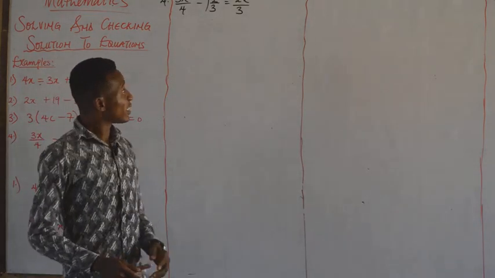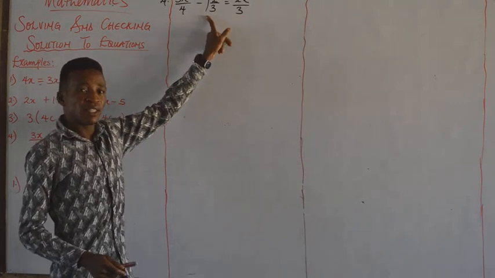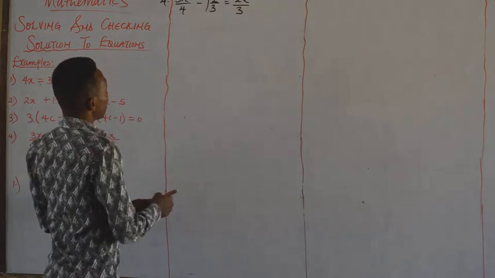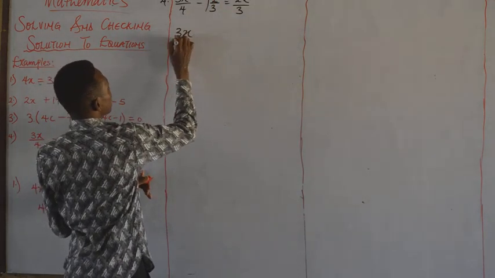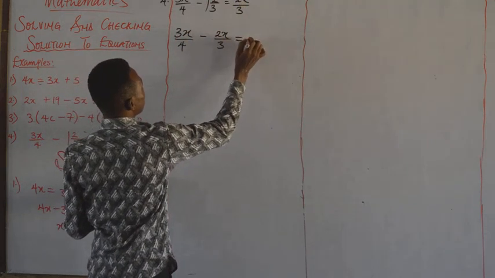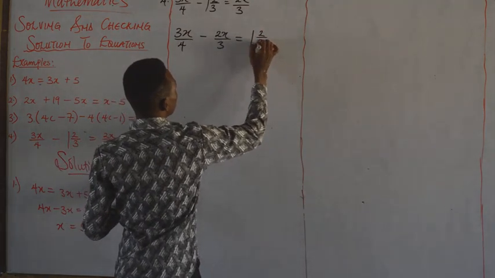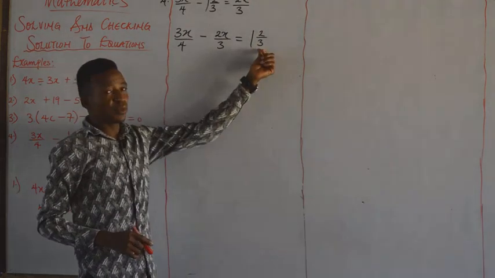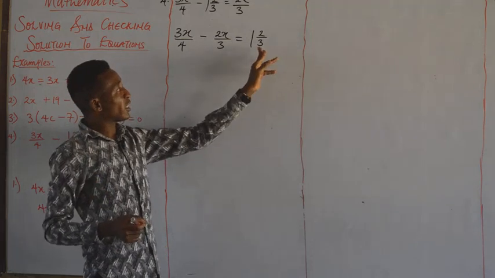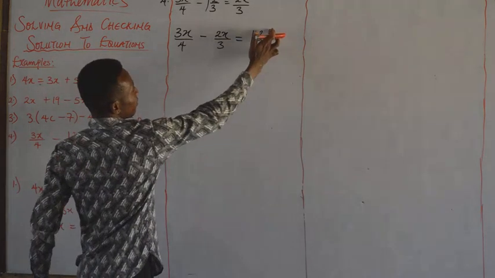But before we start the solution, if you look at this, this is an algebra, this is a number here. The algebra has to come inside to the LHS while the number crosses to the right hand side. Now if you are doing that, that means you are going to have 3x all over 4, minus 2x all over 3, everything equals this minus now crosses to become plus 1 and 2 over 3. Now the mixed fraction we have here, we need to change to an improper fraction, and when you're doing that, 1 times 3 gives you 3 plus 2, that gives you 5. So this now becomes 5 all over 3.